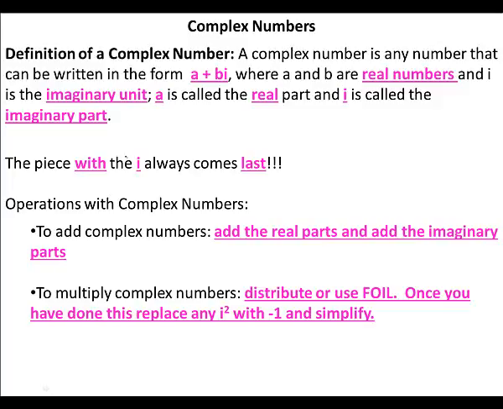So when we do operations with complex numbers, to add them, add the real parts, add the imaginary parts. All it is is combining like terms like we would with any variable, okay? But first, we might need to get it into i's with no exponents, so we convert it first. To multiply complex numbers, distribute or use FOIL. Once you have done this, replace any i squareds with -1 and simplify, okay?